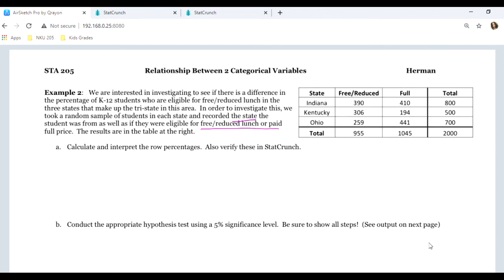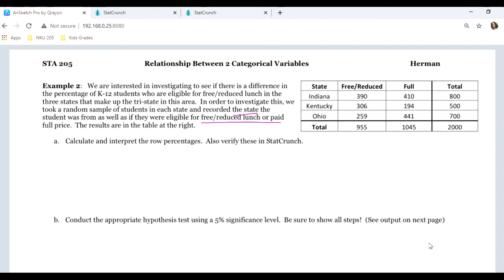So why is that part important to me? Well, that's important to me because that means I have 2 categorical variables. I have the state that they are from, and then I also have if they are eligible for free or reduced lunch. So state is categorical, free or reduced lunch or paid is also a categorical variable. And then we've summarized the results we found over here so I can see how many students we sampled in each state, as well as the breakdown of the free or reduced or paid lunch in each of those states.